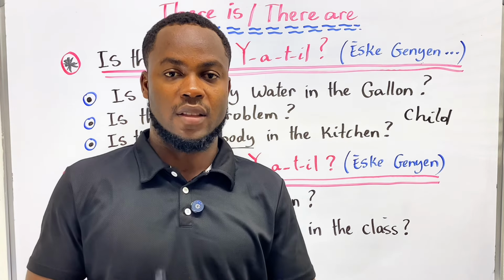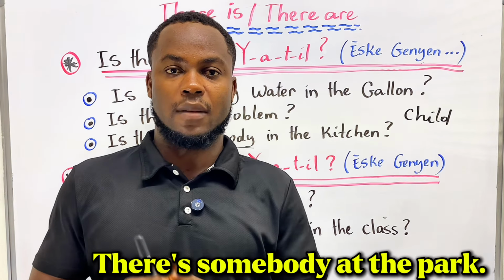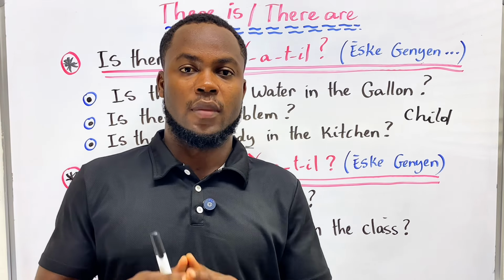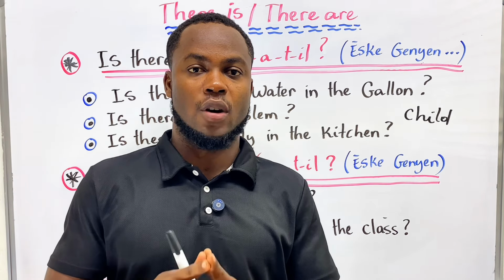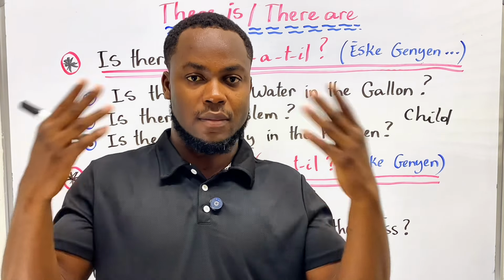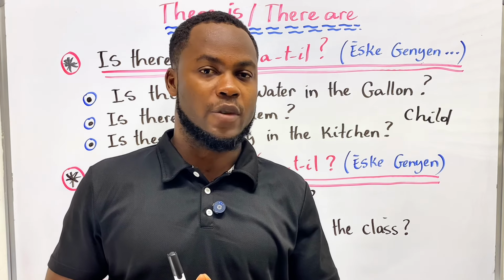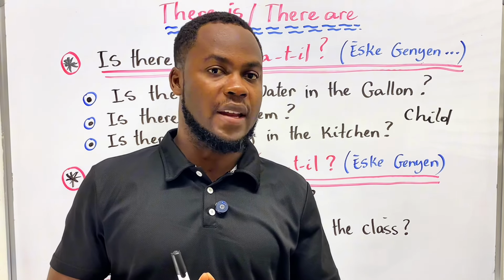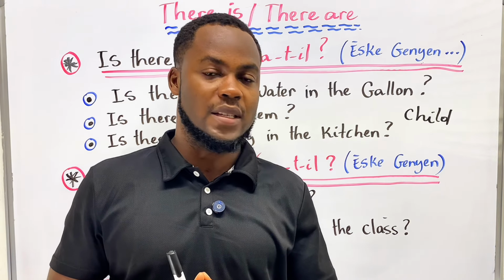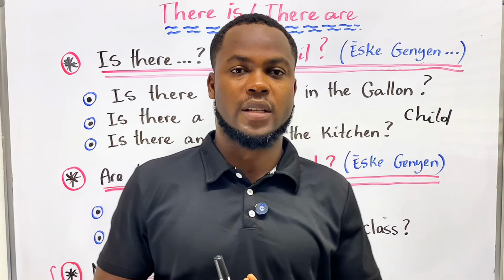There is somebody at the park. That's the same thing. There is somebody in the park. There is someone or somebody in the living room. But when it's more than one, we use there are. For example, there are many reasons to be happy. There are many people at the party. There are many people at the party. There are many reasons to be happy.